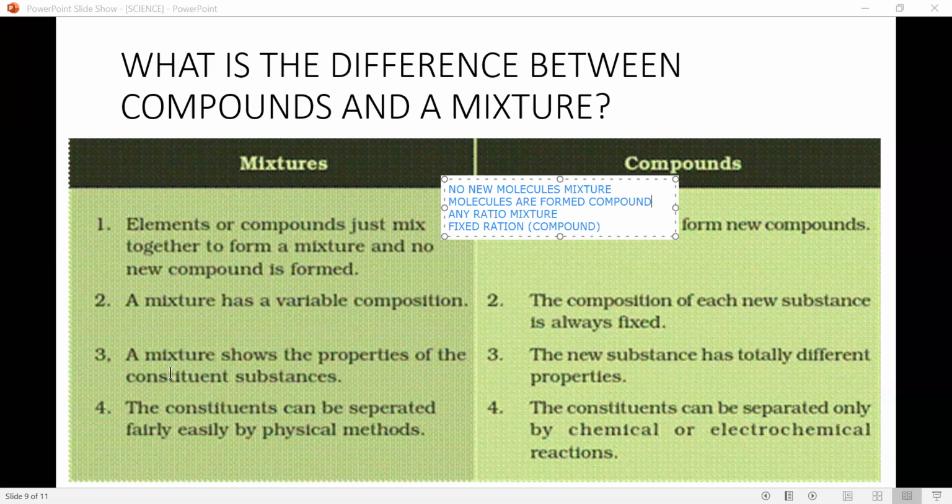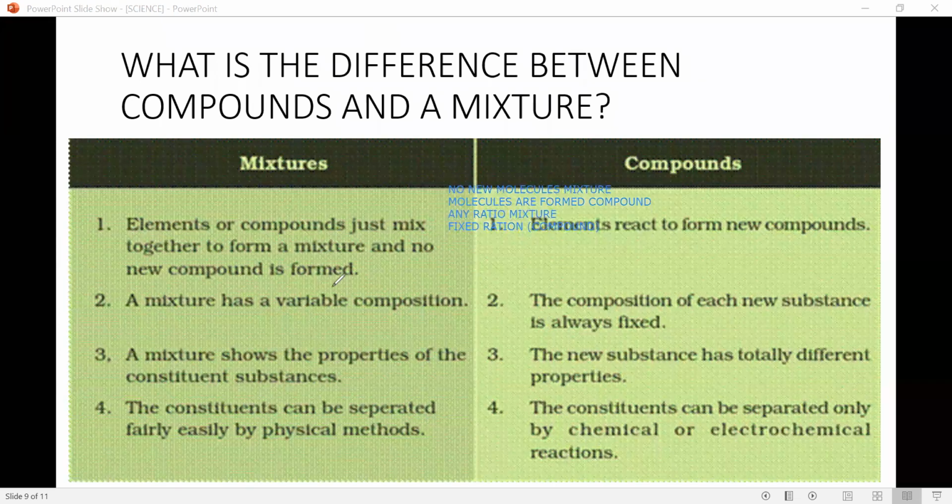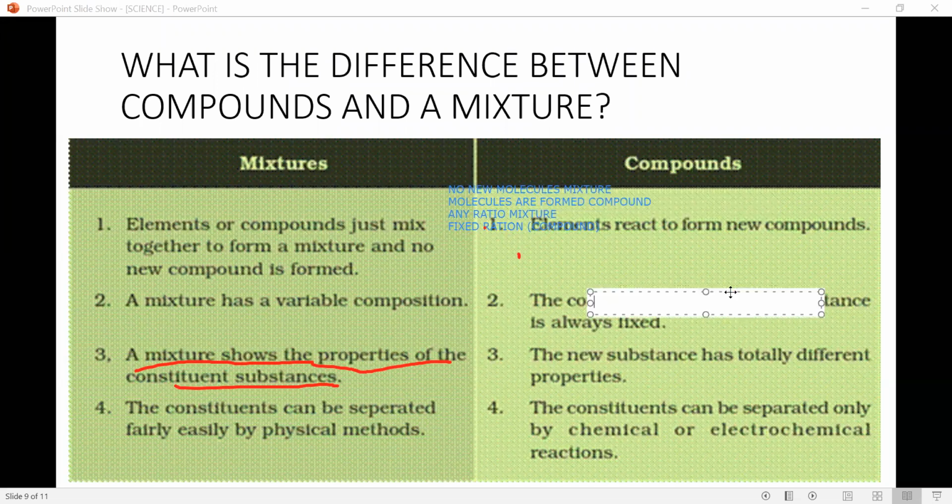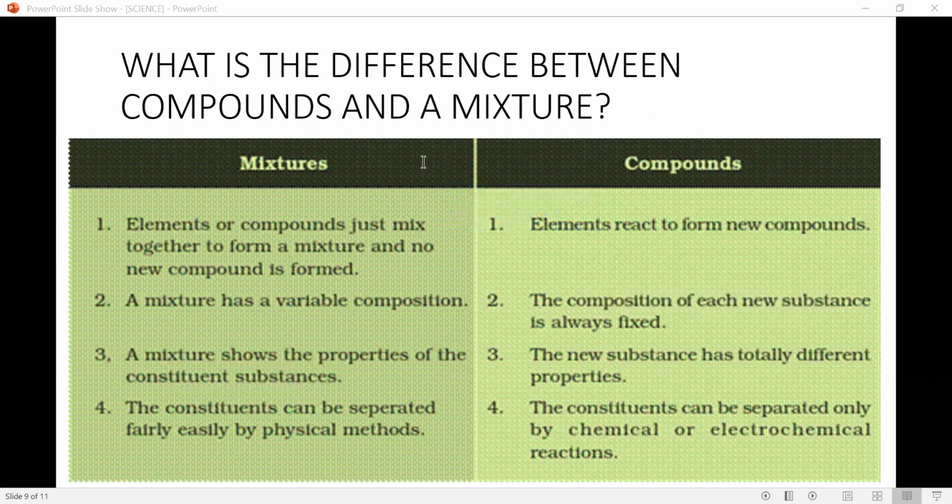Let's see the next point, which is about a mixture showing the properties of the constituent substances. One minute, everyone. Oh, it's okay. Let's do the drawing only. So, a mixture shows the properties of the constituent substances. Constituent substances means they just show these constituent substances. They don't actually mix together to form a compound.